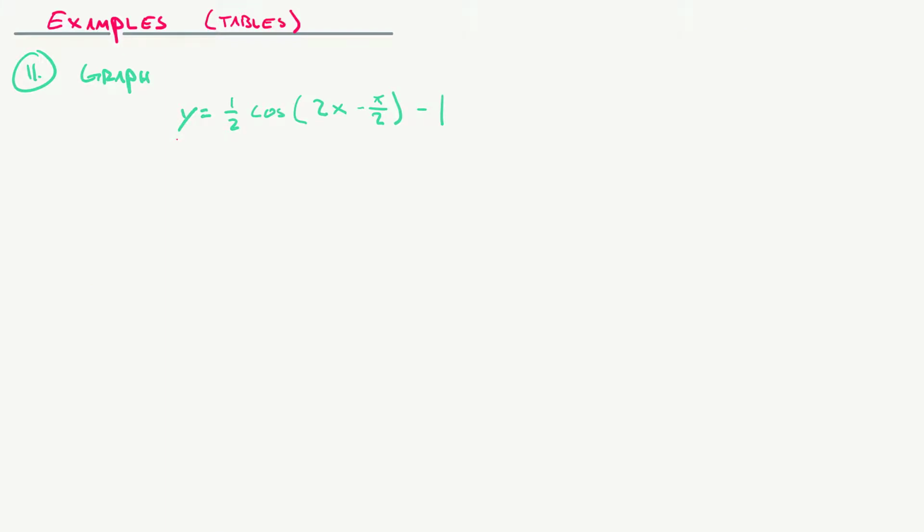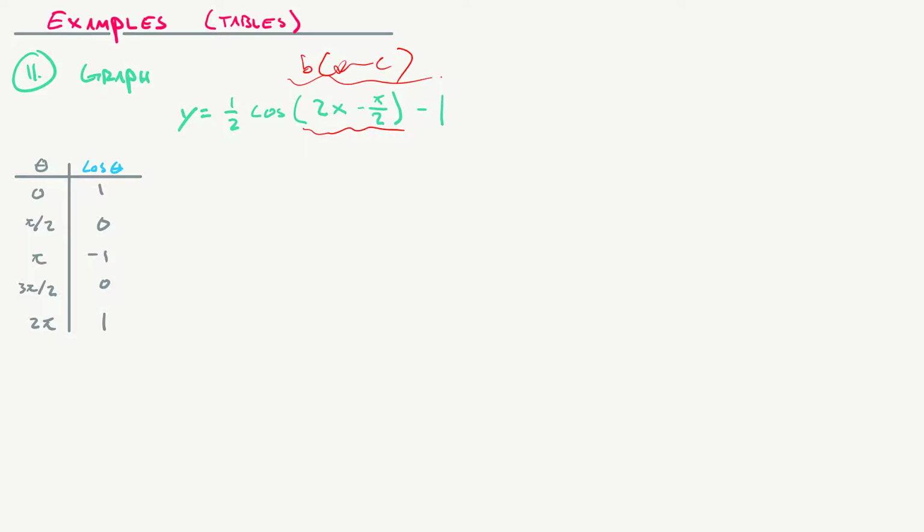So let's say that I want to graph y is equal to 1/2 cosine of 2x minus pi over 2, minus 1. First, we're going to start with the parent table here. Now, going by the order of transformations, the first thing we need to look at is the phase shift. But again, the phase shift is not pi over 2. You want to make it look like the b times x minus c form, which is the standard form we want when we do transformations. So I'm going to factor out a 2, and doing so gives me 1/2 cosine of 2 times x minus pi over 4.